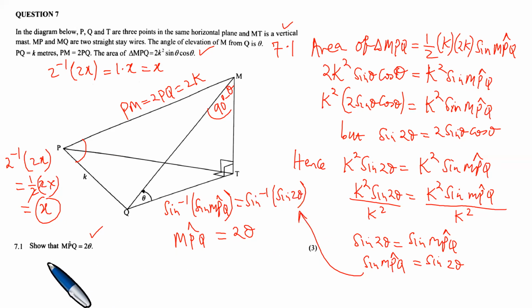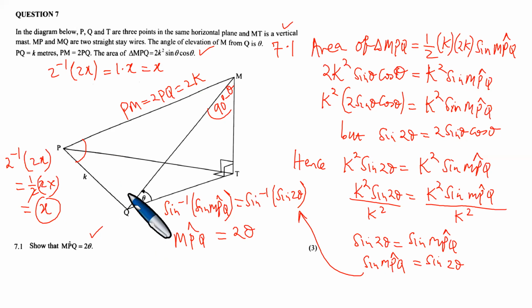So as a consequence, the students in the province of Gauteng were asked to just show that MPQ is 2 theta. And the students would realize that the area was given, it was the hint. Okay, it was the hint, because how else can this question be done? I mean, is there any other way to do the question?